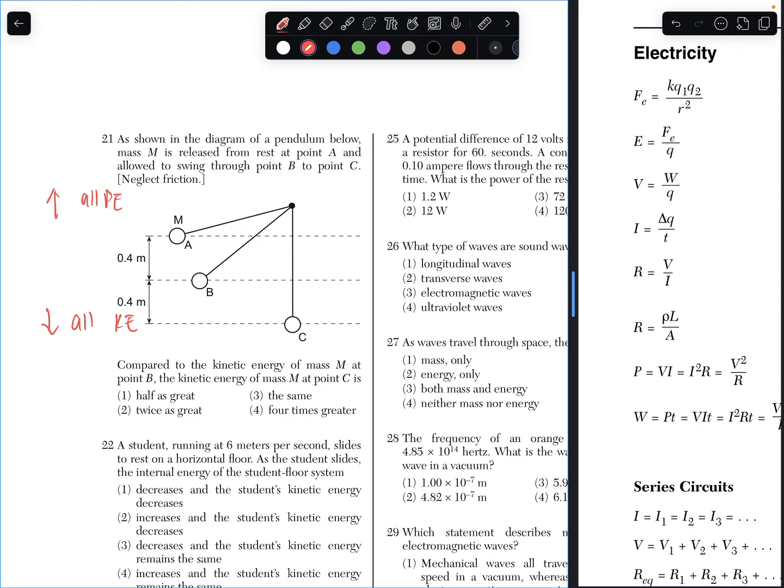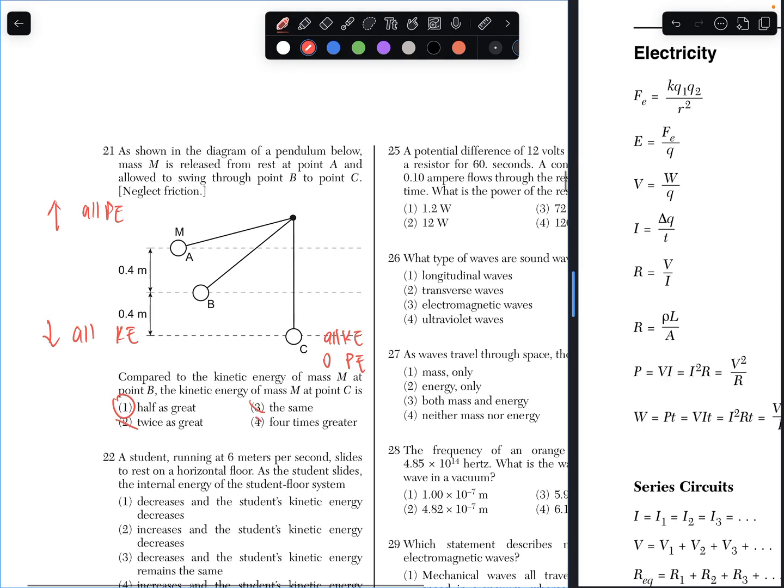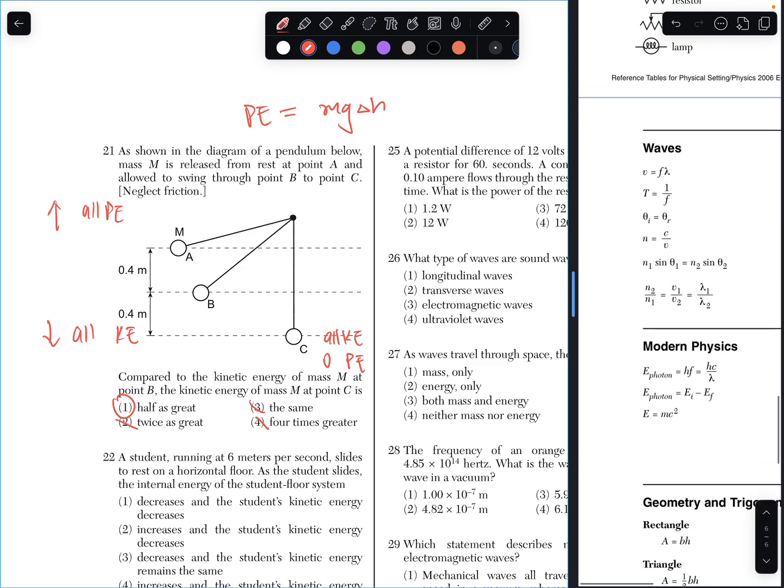So C is going to have all KE and 0 PE, 0 potential energy. B is going to have more potential energy but less kinetic energy. So this is going to be height, and we have conservation here. So we're going to eliminate twice, we're going to eliminate the same, and we're going to have greater. For potential energy, we just have mg times the height, and you can see how the potential energy just halves. All that potential energy becomes kinetic energy, since we're neglecting friction here.